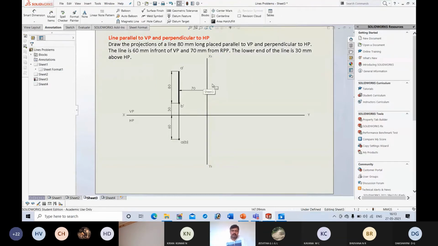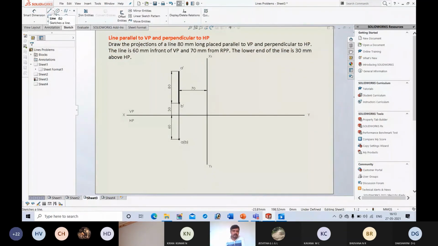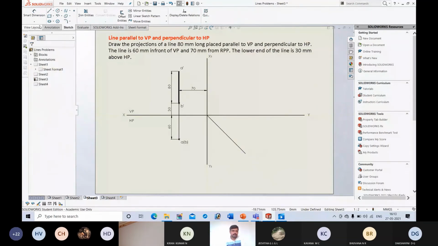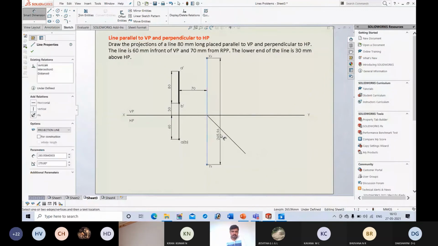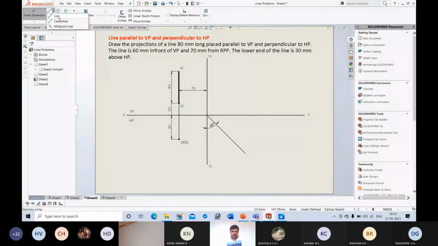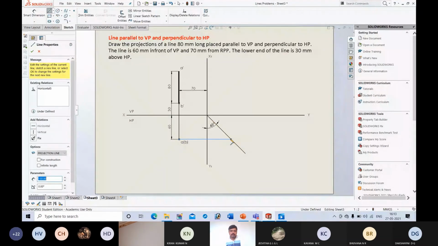Okay, next, so I should draw the profile view. The procedure is the same. You have to rotate the top view, so for that, draw a line inclined at 45. You can next rotate the top view. So you have rotated it by 90 degrees.